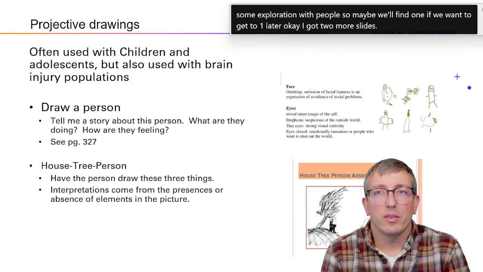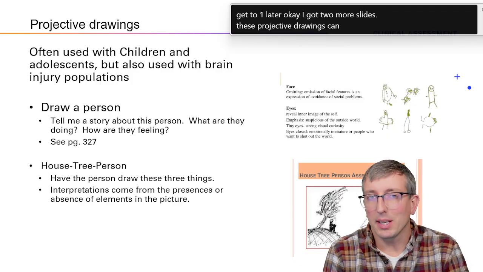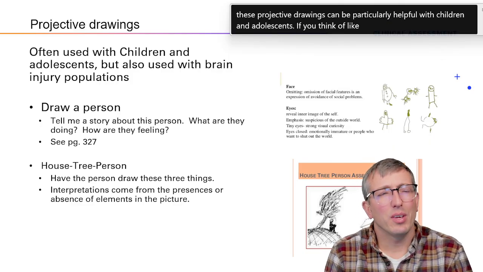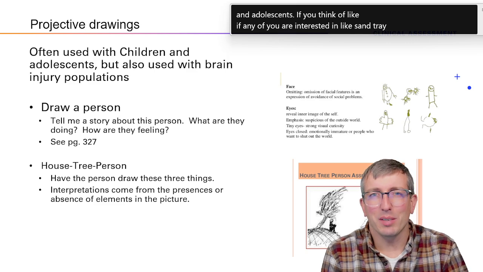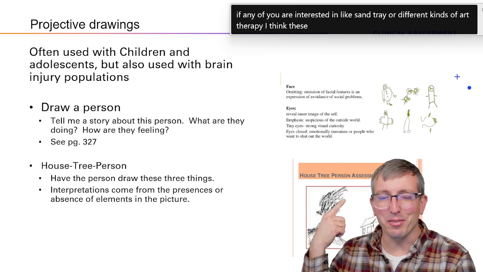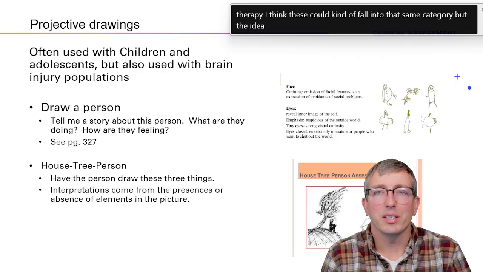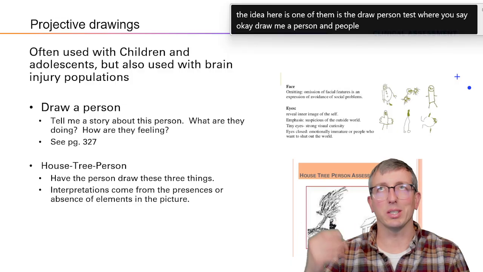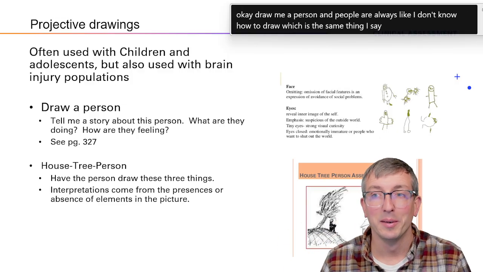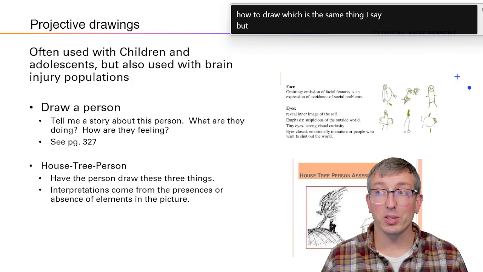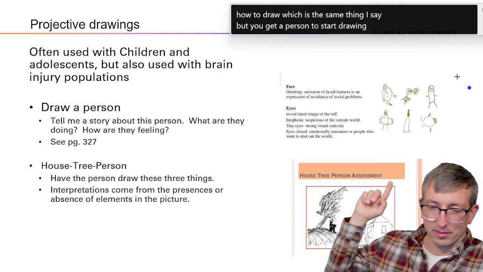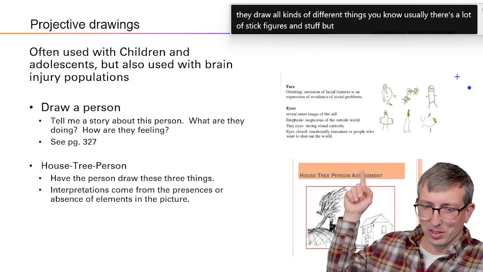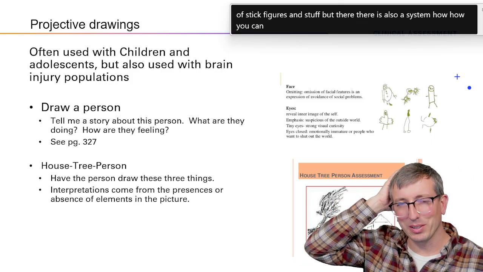These projective drawings can be particularly helpful with children and adolescents. If any of you are interested in sand tray or different kinds of art therapy, I think these fall into that same category. The idea here is one of them is the draw-a-person test where you say, okay, draw me a person. And people are always like, oh, I don't know how to draw, which is the same thing I say. But you get a person to start drawing and they draw all kinds of different things. Usually there are a lot of stick figures, but there is also a system for how you can interpret these. I don't understand it.